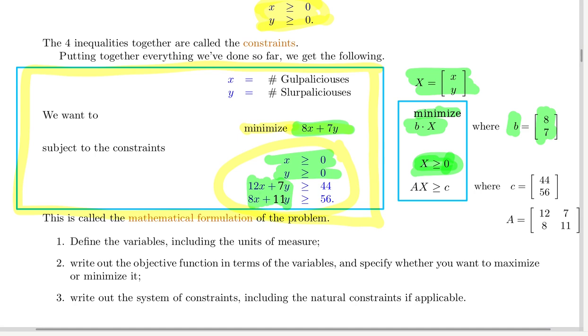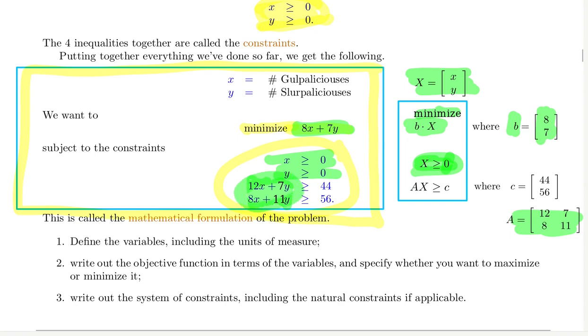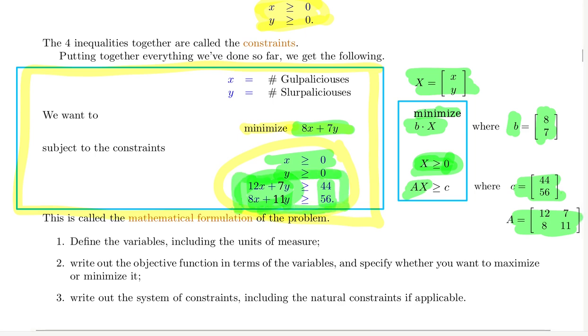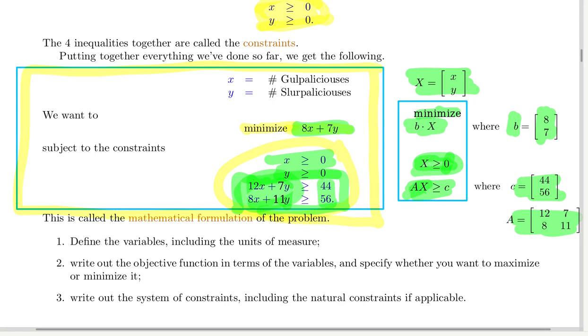And then finally, if you look at this expression down here, this seems like the result of matrix multiplication. It's like we've multiplied the matrix 12, 7, 8, 11 times the column vector xy. So we define A to be the matrix 12, 7, 8, 11. And then we want to say that A times x is greater than or equal to these constants, and so again we just define a new vector c to be 44, 56, and then the other constraint here is that A times x has to be greater than or equal to c.